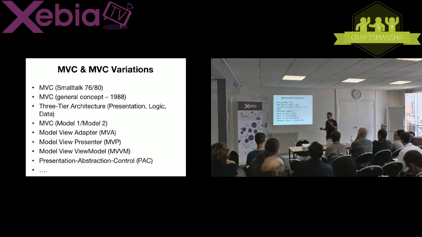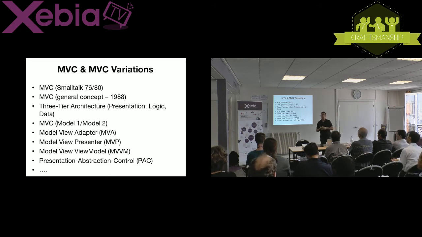And so MVC goes back to the late 70s and Smalltalk, but just became a general concept in the late 80s. And from there, there were loads of different high-level designs, if you like, like the 3-tier architecture. And then in the Java world, we had Model 1 and Model 2 MVC, mainly in the late 90s, early 2000s with JSPs and servlets, trying to bring MVC to the web. And then after that, there were loads of variations, right? MVA, MVP, MVVM, very popular in the .NET world, and many other things.